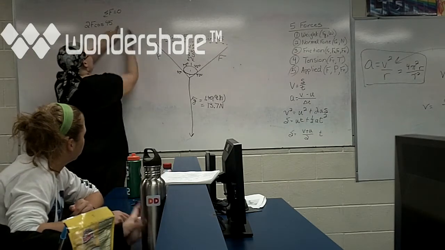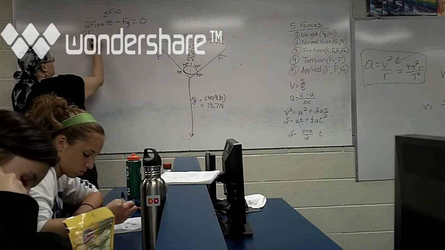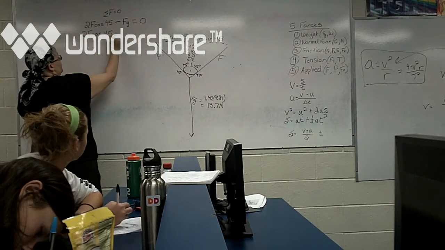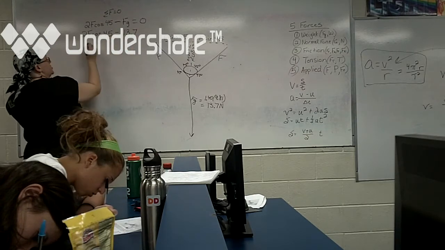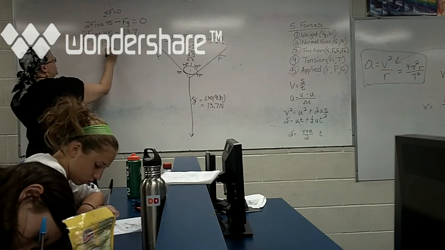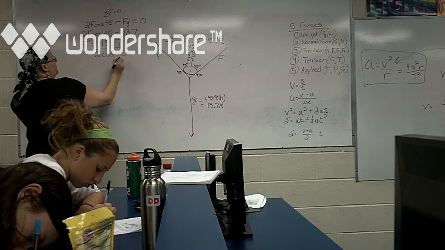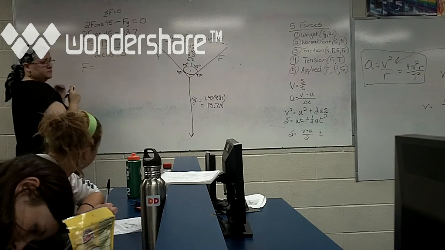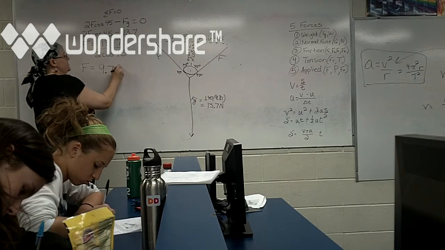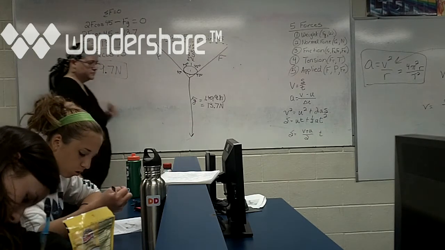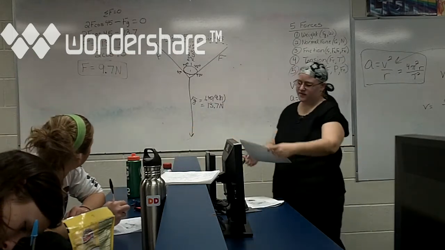Okay, and then downward we have FG, and that's equal to 0. So 2F cosine of 45 would be equal to the weight of the object, which is 13.7. So I think I can get F by taking 13.7 and dividing by 2 cosine of 45. 9.7. Okay, 9.7 newtons. Okay, 9.71 with sig figs. Thank you.